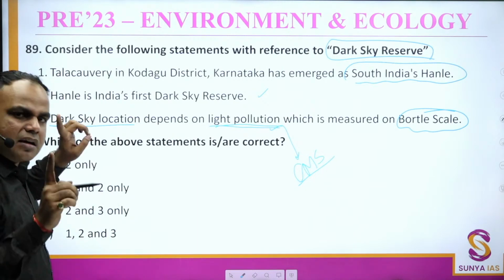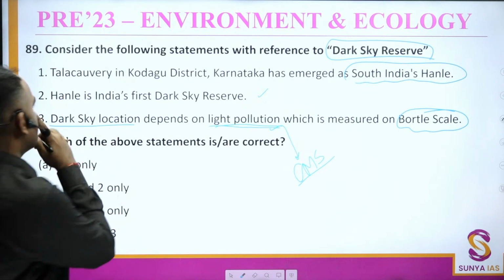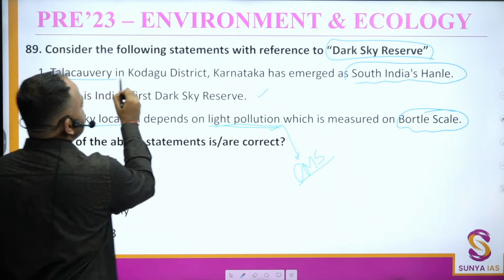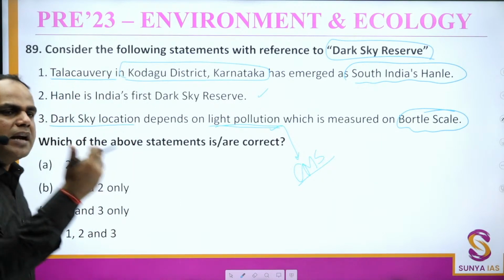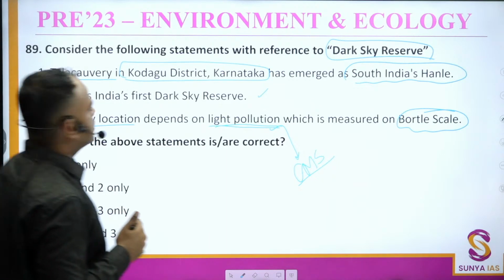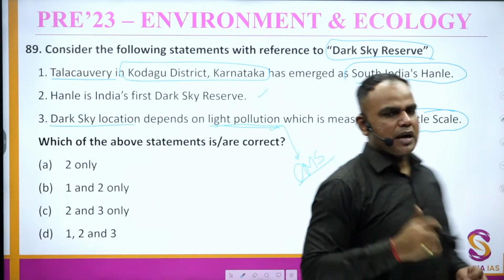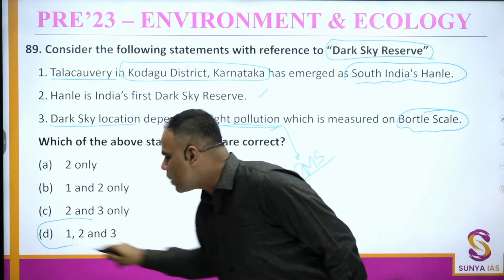Hanle is in Ladakh. Okay, it is India's first dark sky reserve, and Tala Kaveri in Kodagu district, Karnataka has emerged as South India's Hanle. Okay, so this is also there. So again, question number 89, all the 3 statements are correct. The answer is D, 1, 2 and 3.